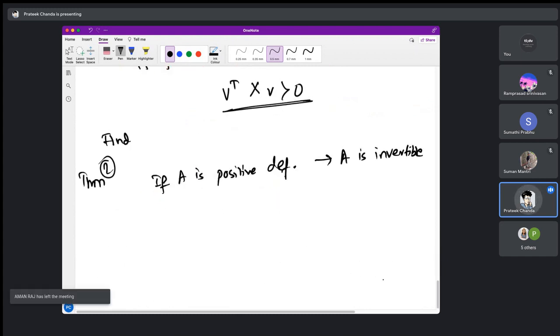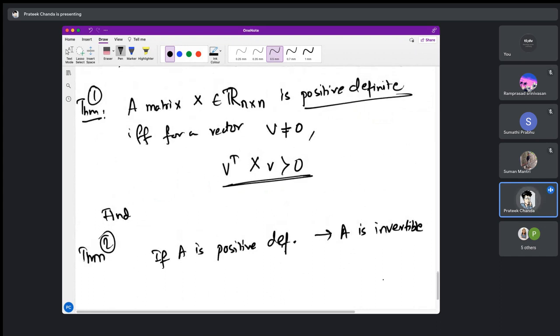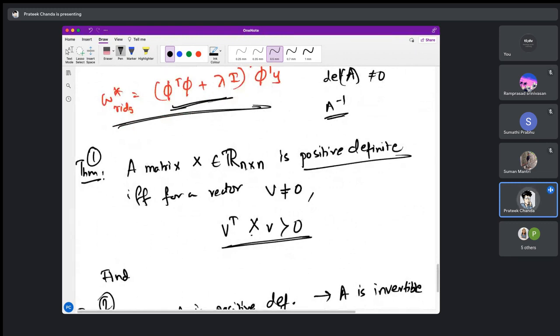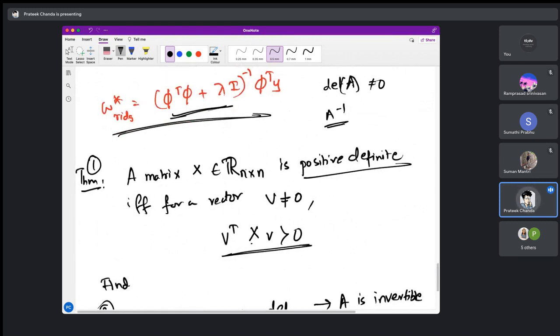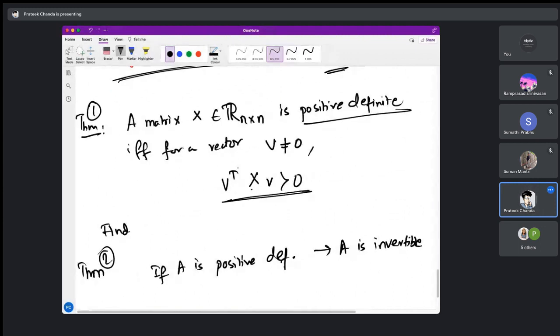So I'm actually creating a simpler proof here, using two theorems. One is this definition for positive definite. My idea is that in place of x, I would put phi transpose phi plus lambda I, and my goal would be to show that phi transpose phi plus lambda I is a positive definite matrix. And if it's a positive definite matrix, then I'm done. I can just use theorem 2 to say that it's invertible.